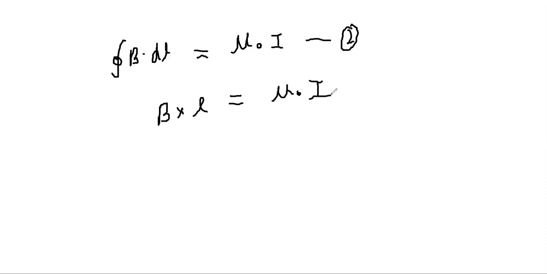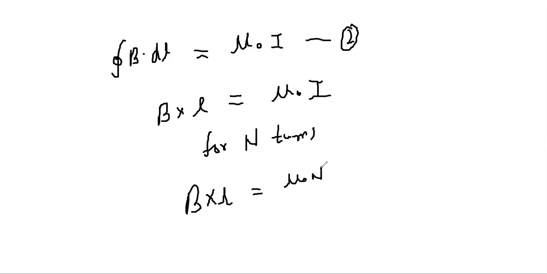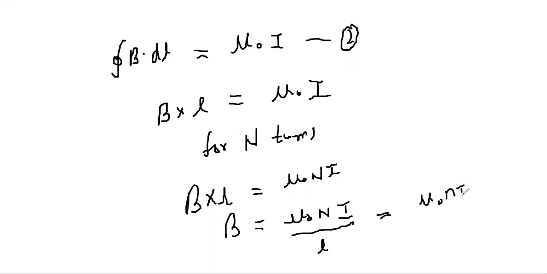But if you have N turns, this is for 1 turn only. For N turns, it would be B into L is equal to mu naught capital N capital I. So the value of B would be mu naught N I divided by L. And also you can write it as mu naught small n I, because N by L is the number of turns per unit length. So this would be the formula of the magnetic field of a solenoid using Ampere's circuital law, that is mu naught n I.